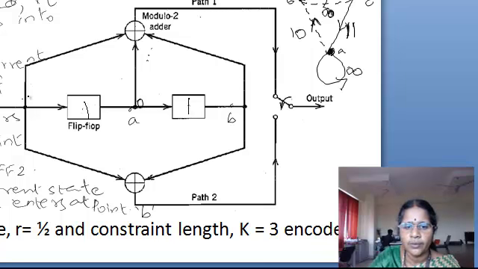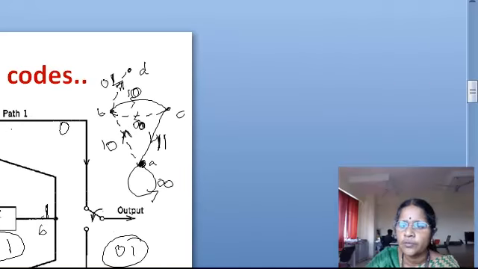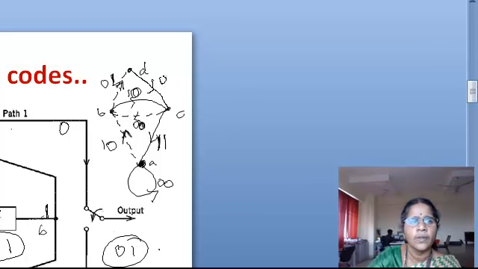D is 1, 1. So if I give an input of 0, here it is 0, here it is 1, here it is 1, and here it is 1. And so the output would be 0, 1, 1. Here it is 0, 1. So 0 plus 1 is 1, 1 plus 1 is 0. Here 0 plus 1 is 1. So the output is 0, 1. The next state is 0, 1, that is state C. So from D, when I give an input of 0, it comes to state C and the output is 0, 1.